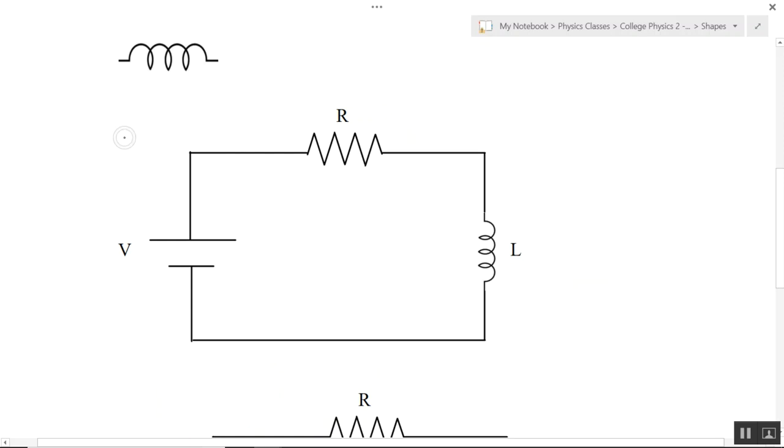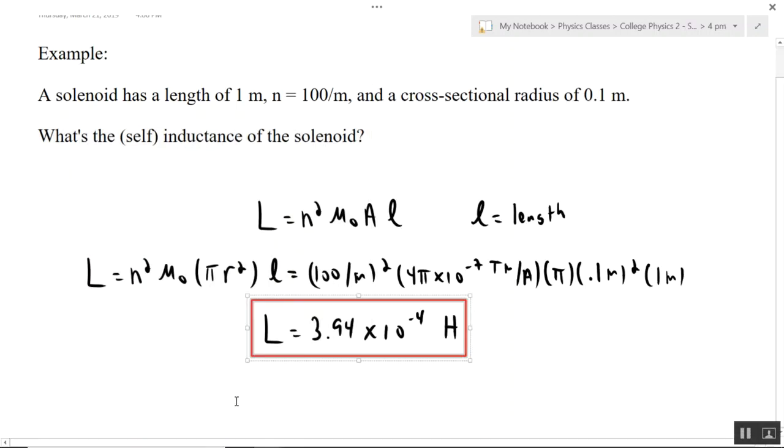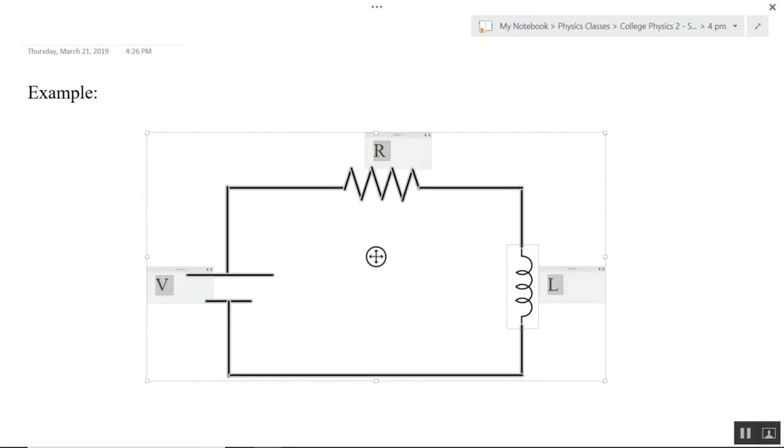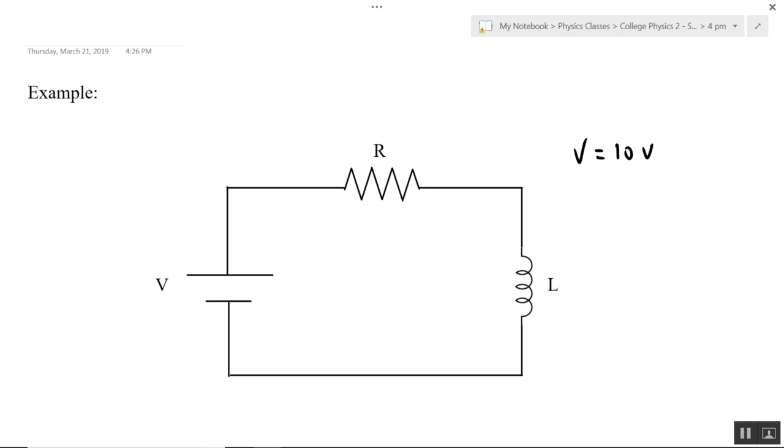All right, so this is the circuit. At first, it's going to have a battery. So the voltage of the battery, I'm going to move this closer, is 10 volts. The resistor is 2 kilo ohms, so that's 2,000 ohms. That's an ohm. It never looks like an ohm. And the inductance is 3 millihenries. That's an M for millihenry.